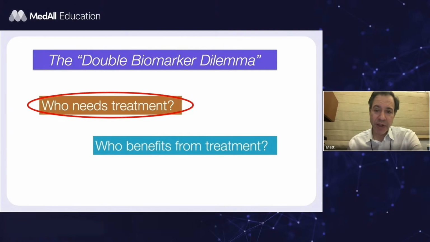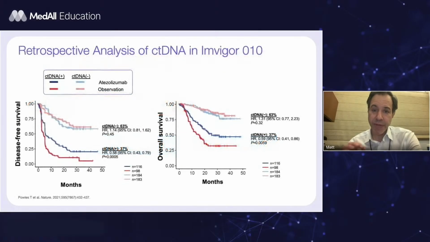In the adjuvant setting, though, there's a double biomarker dilemma. Not only don't we know who benefits from specific drugs, but we actually don't even know who needs additional treatment, because we don't know who has residual micrometastatic disease. And this is where ctDNA comes in. ctDNA is really the most promising biomarker that we've seen that might indicate who, quote unquote, needs additional treatment.